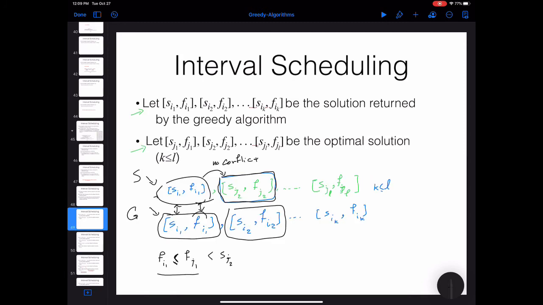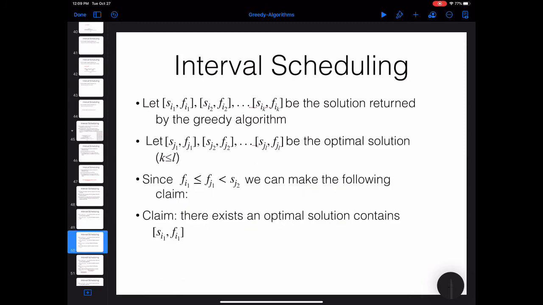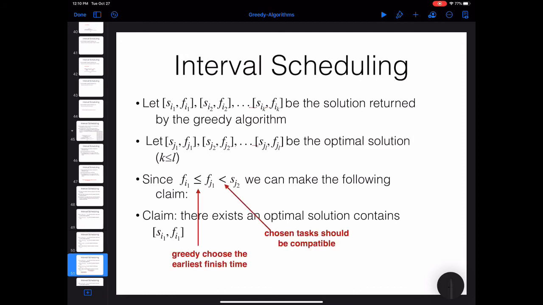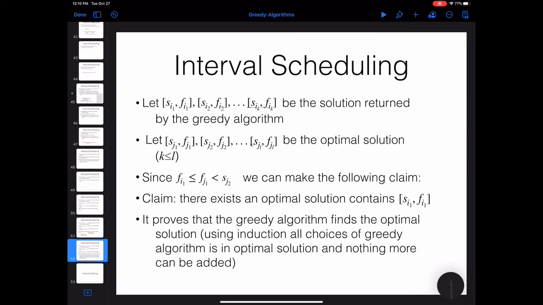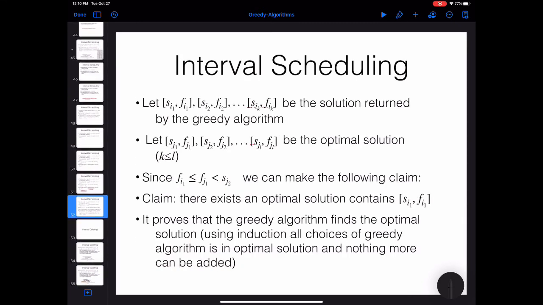So this was the explanation, and I have written how to write it down on paper. I have written the complete proof here. Okay, so we are done with this interval scheduling.